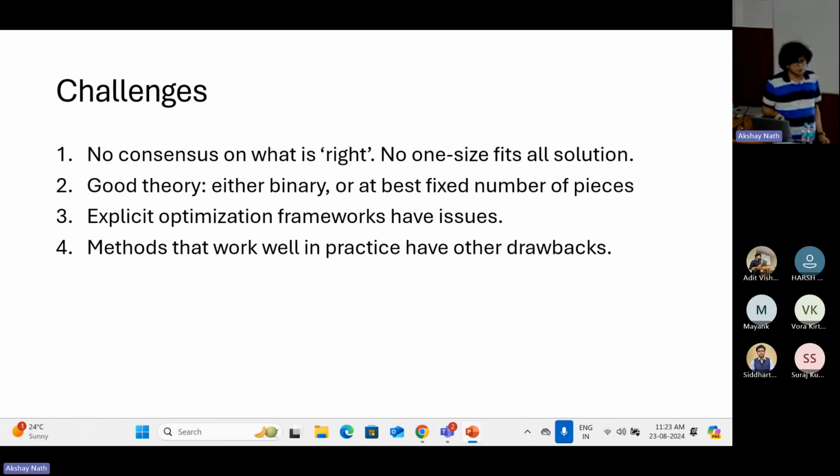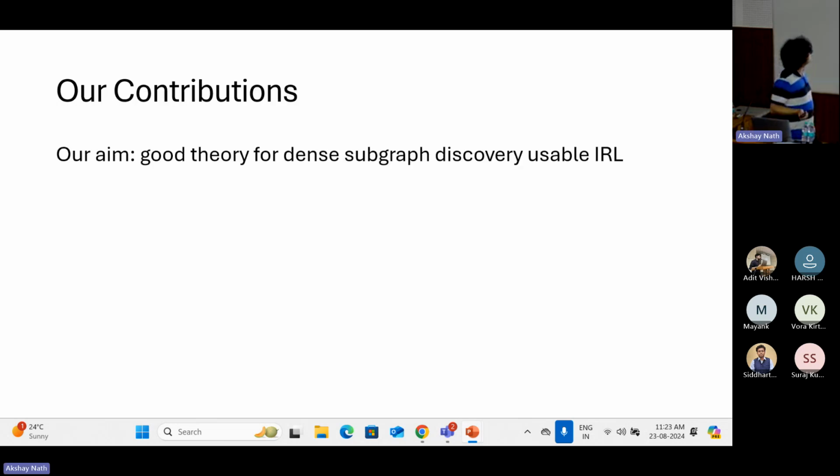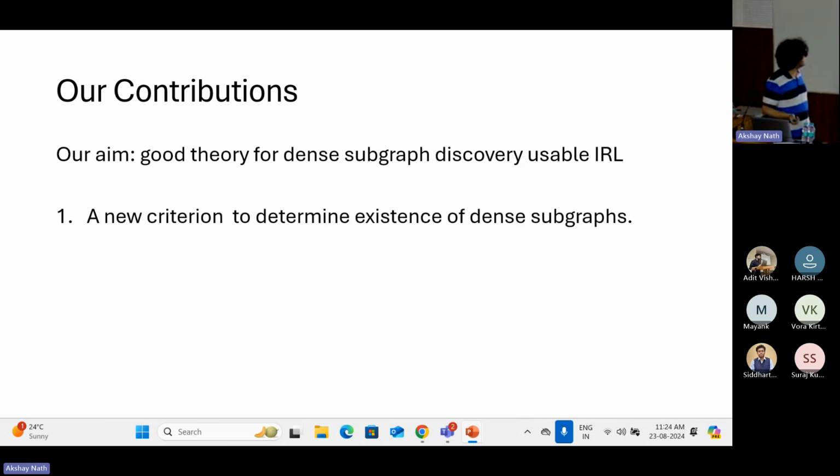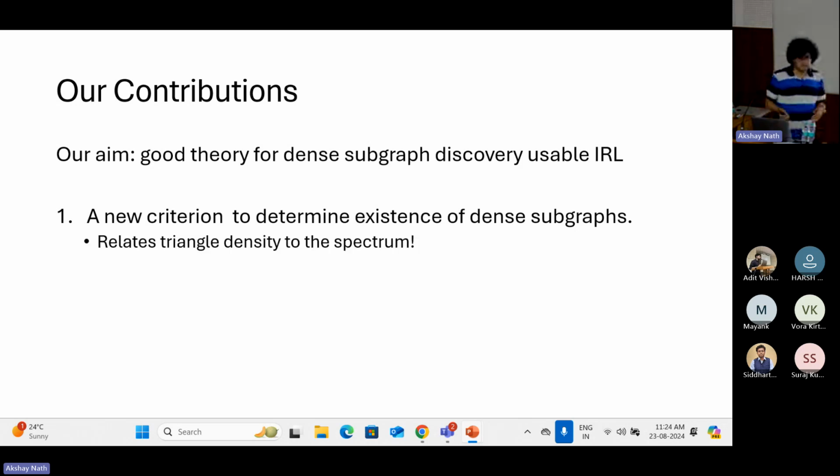So finally, at 23 minutes, I can give you what we do. Our aim is to get good theory for dense subgraph discovery usable in real life. First thing we do is we give you a criterion to determine the existence of dense subgraphs. This is a new criterion. This was not known before, at least in this form. And I think the cool thing about it is it relates triangle density to the spectrum of the graph. The way we approach this is we know something is true in real world graphs. We try to take that property. Real networks have a lot of triangles, and we translate that into a spectral quantity.